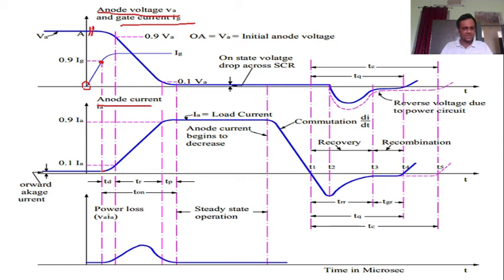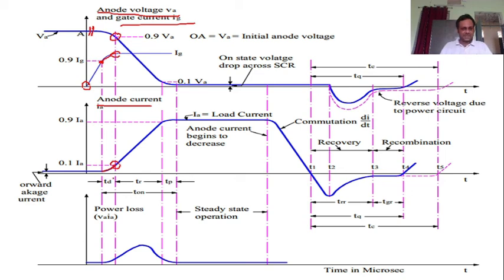Previously it was the forward leakage current. From here, the forward leakage current starts building up to 10% of the rated value of anode current. Here, from 90% to the rated value of gate current, and when the gate current is at the rated value, you will find the anode current is at 10%. Similarly, anode voltage has decreased by 10%.